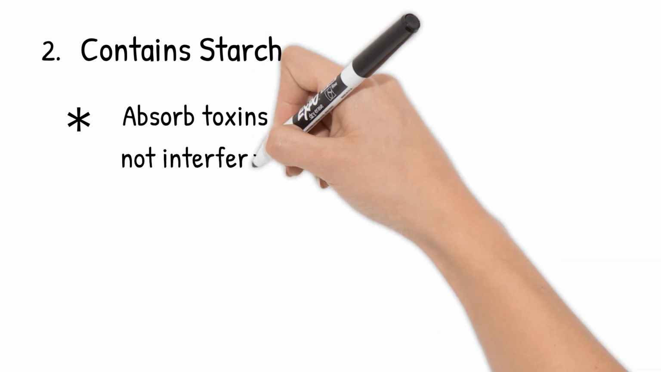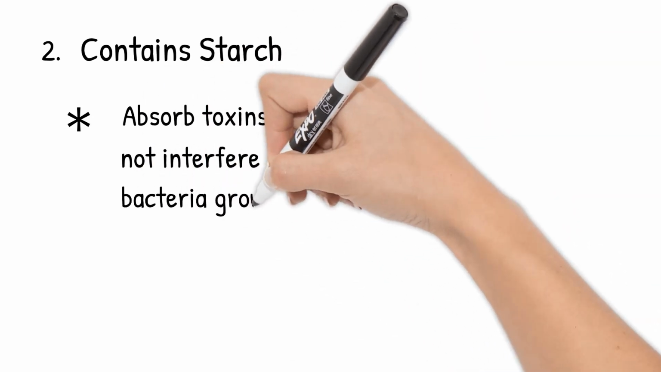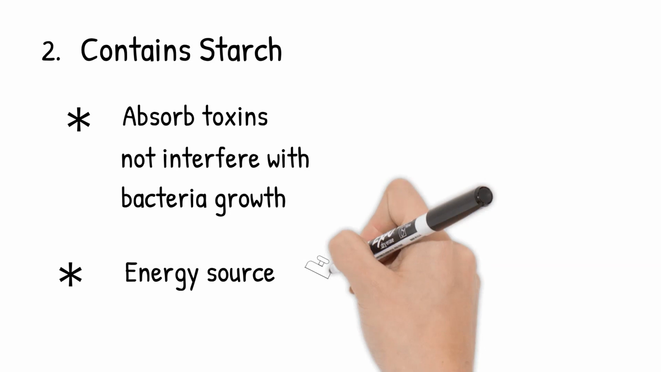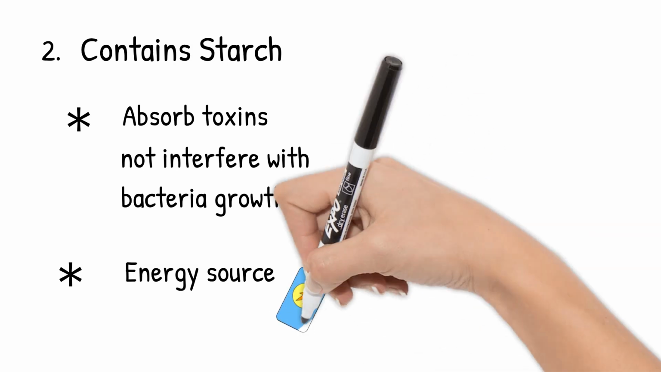Second, Mueller-Hinton agar contains starch. The starch serves two purposes in this media. First, it absorbs toxins released from bacteria as the bacteria grows, so that the toxins will not interfere with bacteria growth and antibiotic diffusion. Second, starch serves as an energy source for the bacteria.